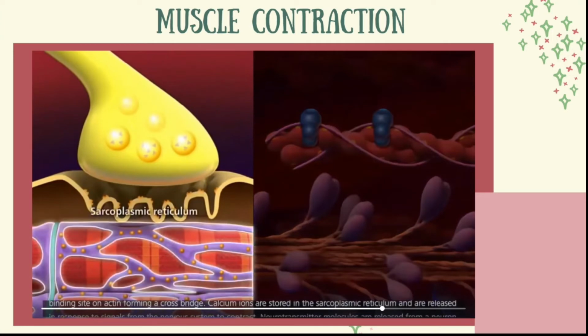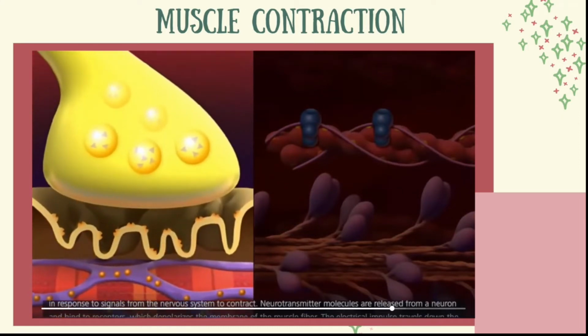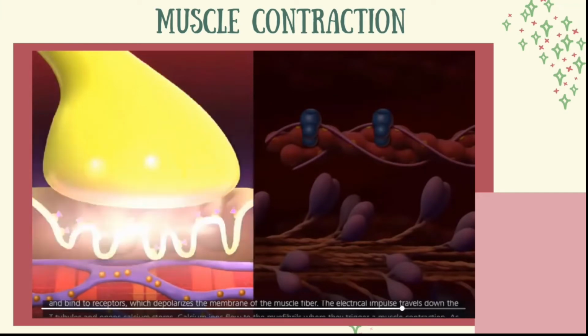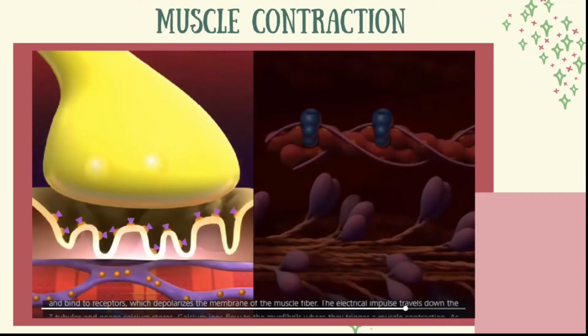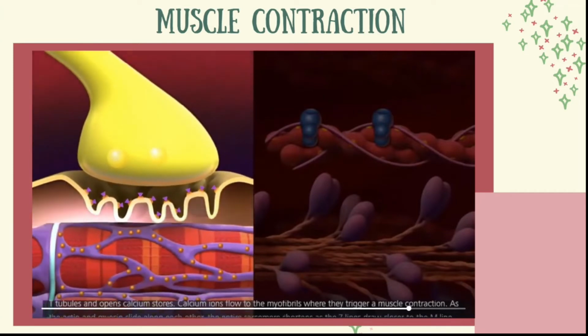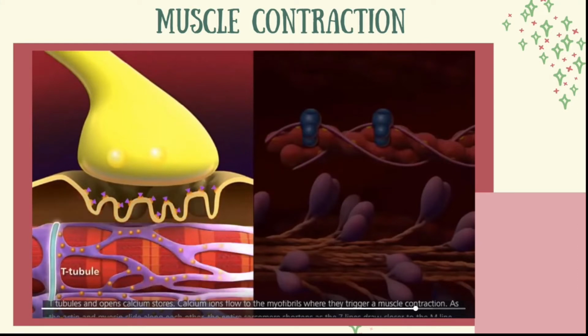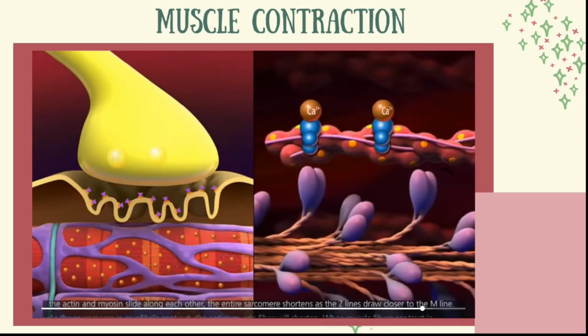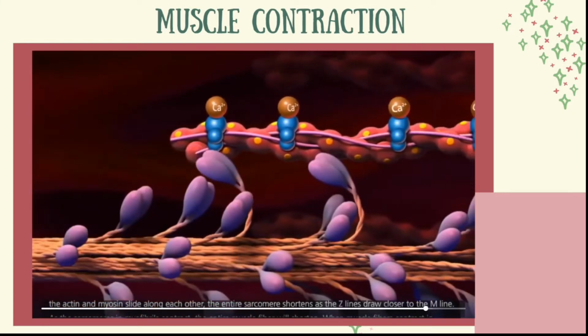Calcium ions are stored in the sarcoplasmic reticulum and are released in response to signals from the nervous system to contract. Neurotransmitter molecules are released from a neuron and bind to receptors, which depolarizes the membrane of the muscle fiber. The electrical impulse travels down the T tubules and opens calcium stores. Calcium ions flow to the myofibrils, where they trigger a muscle contraction.